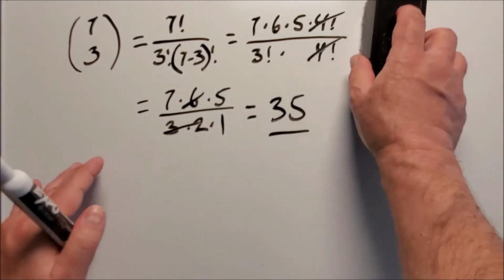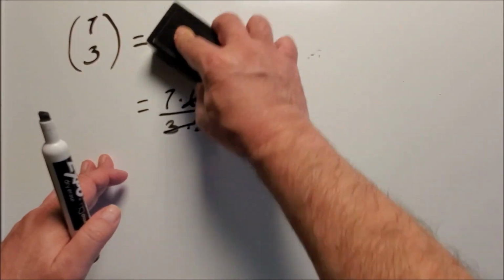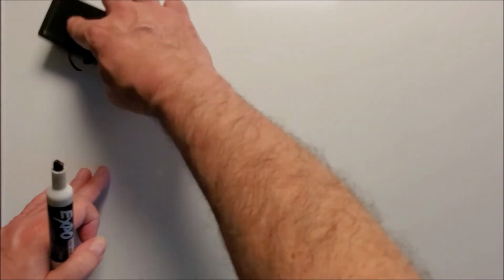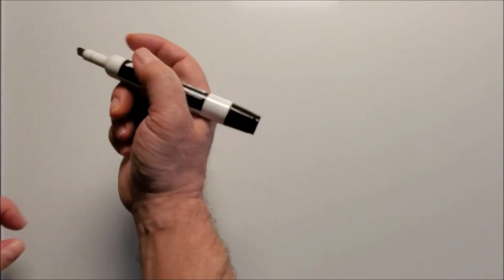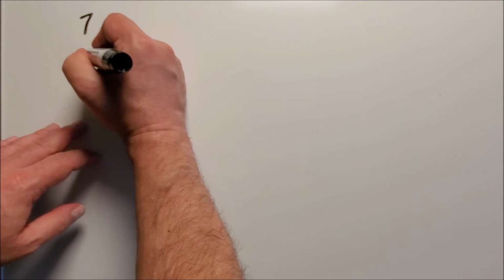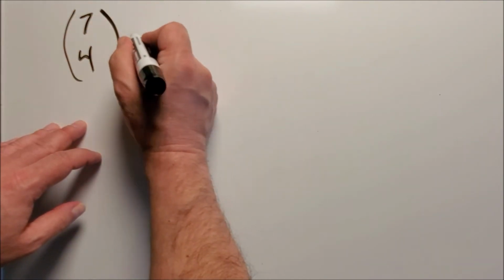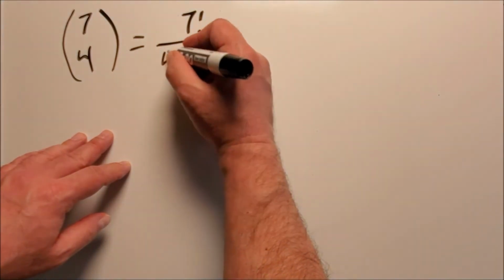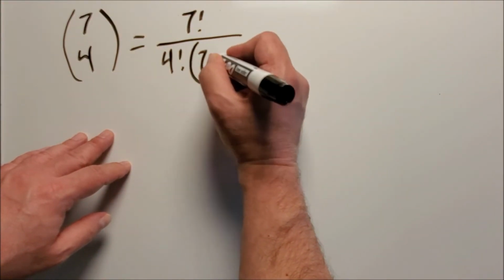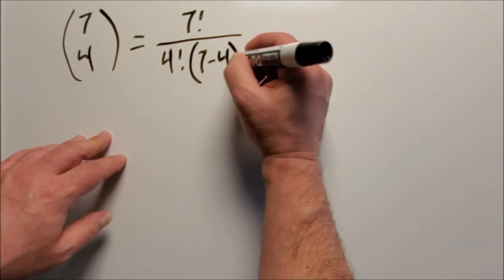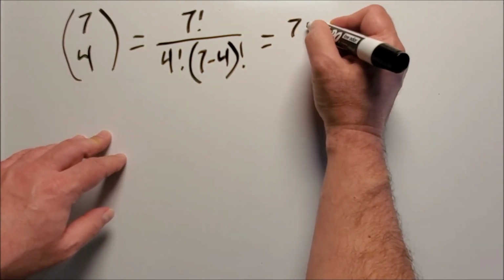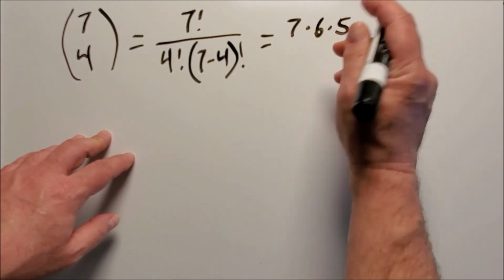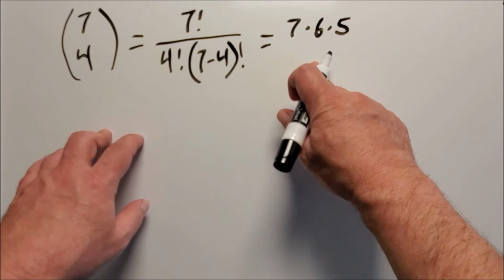Let's go ahead and do the next one. And if you did it and got the correct answer, you saw that I was trying to make a point with this. Here's the point. Okay, 7 choose 4 is going to be, I'll get to the point at the end, 7 factorial over 4 factorial, 7 minus 4 factorial. Now I'm going to follow the same pattern that I did the first time.